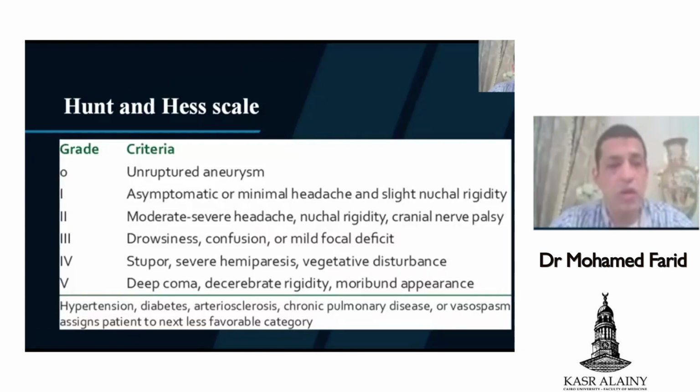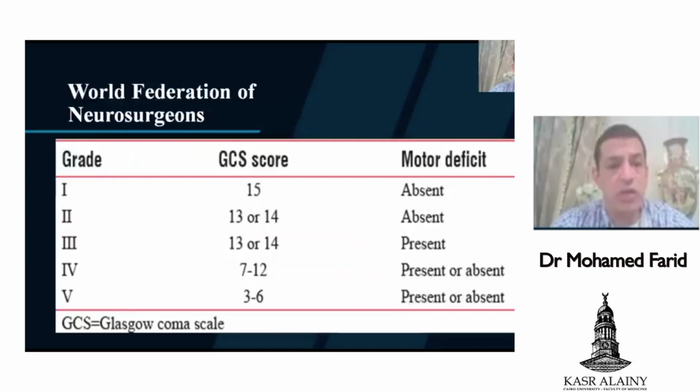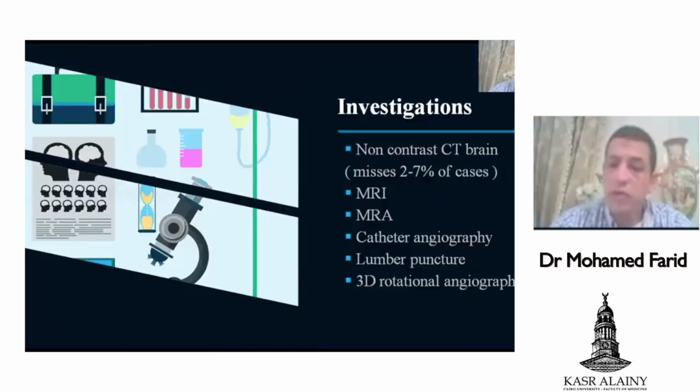The World Federation of Neurosurgeons also classifies subarachnoid hemorrhage into grades from 1 to 5, using the Glasgow scale score and the motor deficit. Investigations required for subarachnoid hemorrhage: non-contrast CT brain, magnetic resonance imaging, magnetic resonance angiography, catheter angiography, lumbar puncture, 3D rotational angiography.